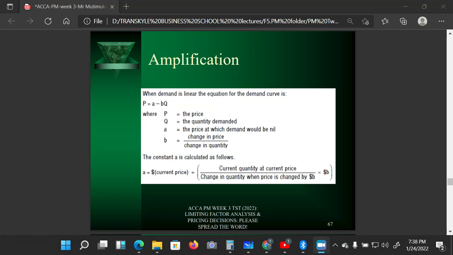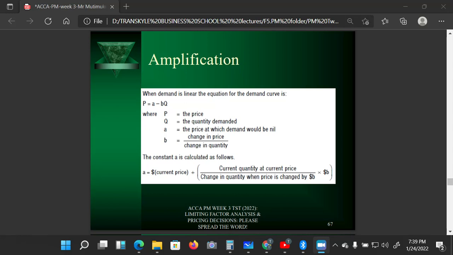Hello everybody. In this video we're going to discuss the demand equation, whereby when demand is linear, the equation for the demand curve would be P is equal to A minus BQ. And ACCA students doing the PM paper are aware that this equation is given in their paper.